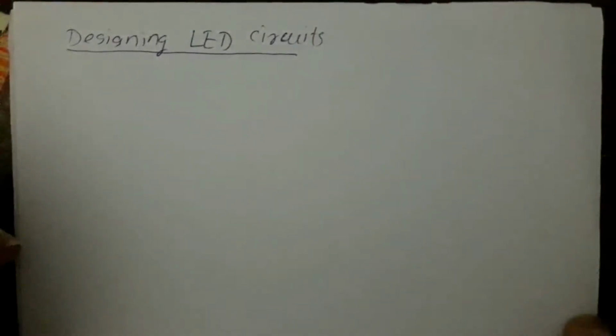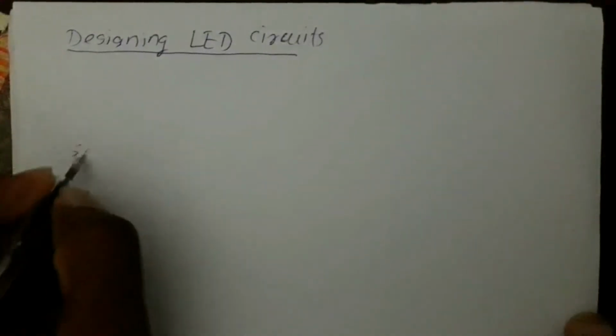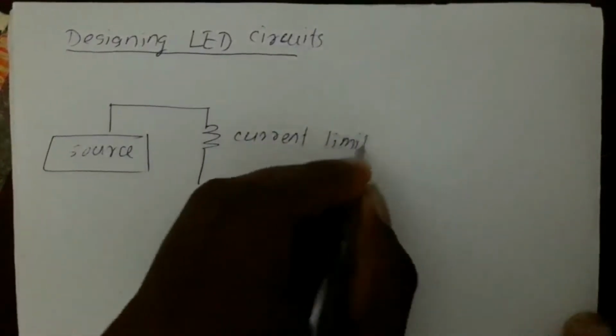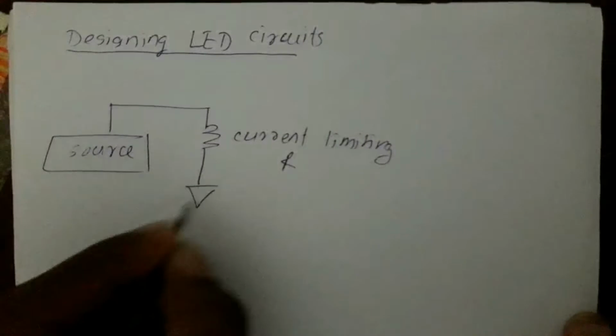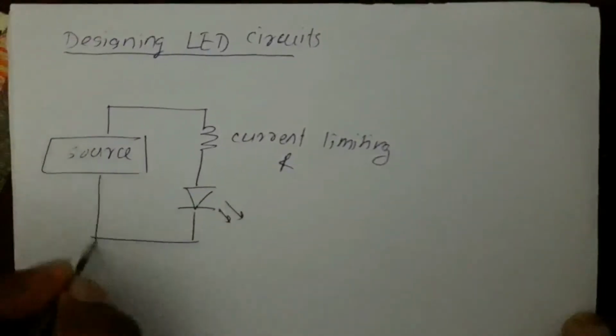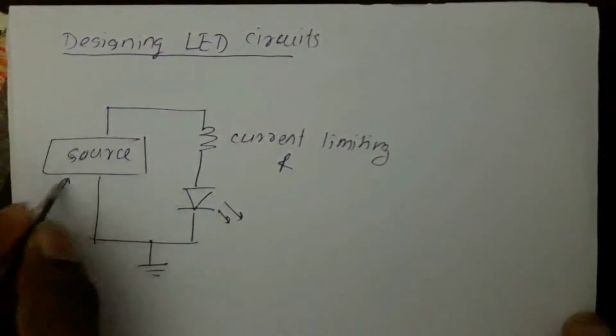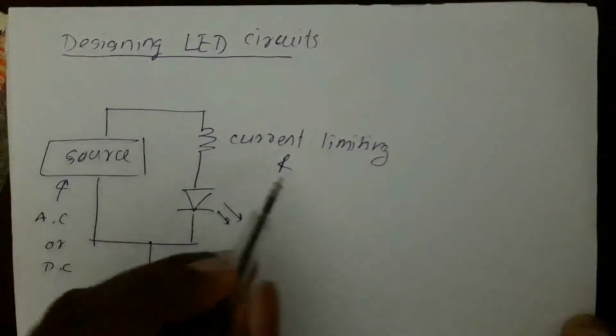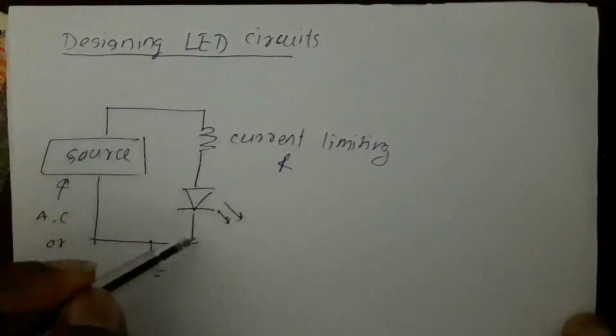So let's discuss LED circuits and how one would go about designing one of these circuits for a given voltage or current source. If you examine any LED circuit, you can see that it is composed of a source, a current limiting resistor, and the LED itself. The source may be AC or DC, and the current limiting resistor is there to limit the current flowing through the LED in order to protect it.